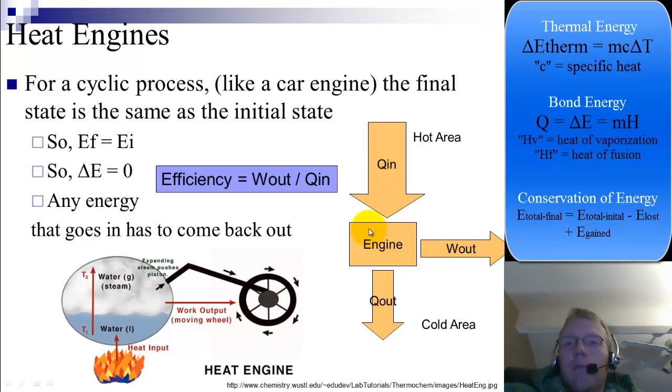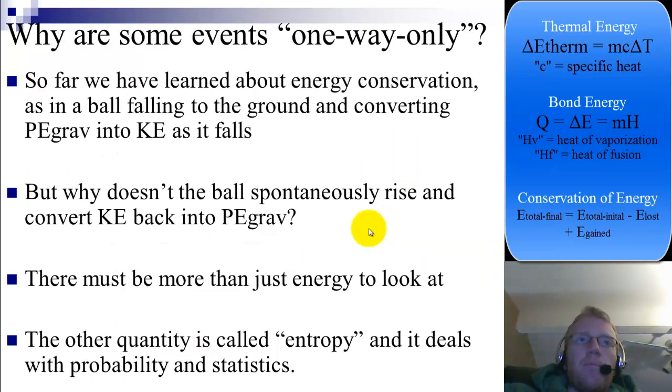And you can look at different types of energy usage and look at their efficiencies. Like, for example, an electric car, a gasoline car, a coal power plant. All of these things are trying to convert thermal energy into work, and they all have different efficiencies. Okay. Next topic is, why are some events one way only?